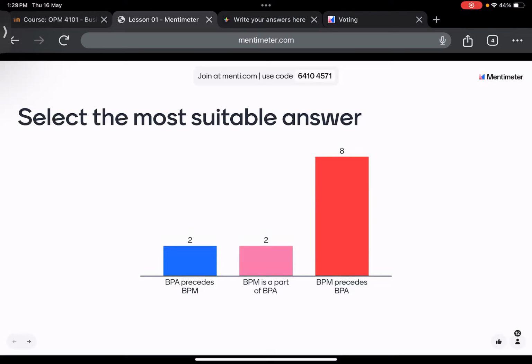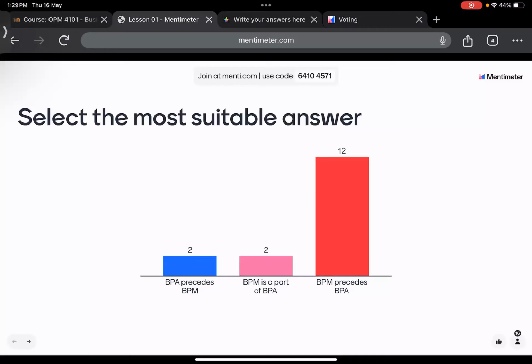According to this one, many of you are telling BPM precedes BPA. So it means you have to do BPM and then continue with BPA. Is it correct? And two people are telling BPM is a part of BPA. And two people are telling BPA precedes BPM, so you have to do BPA first and then BPM. So what would be the correct answer from this one?